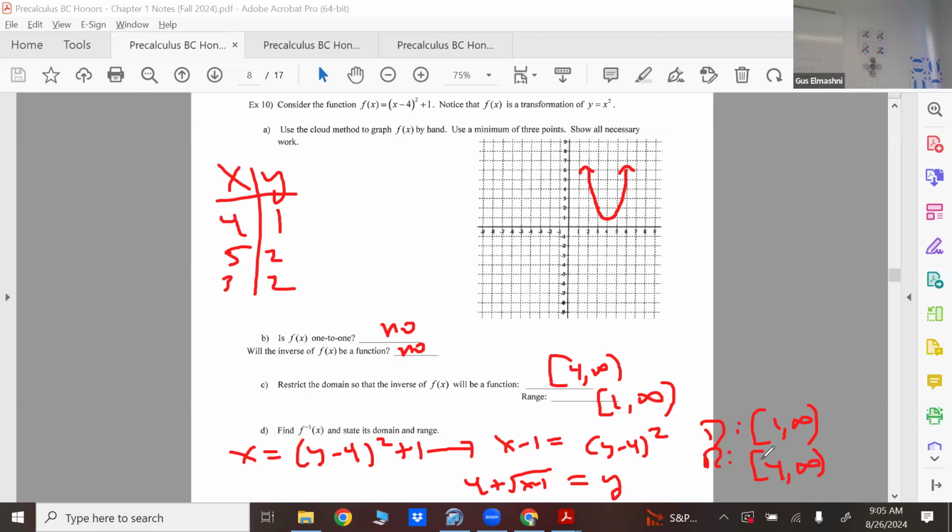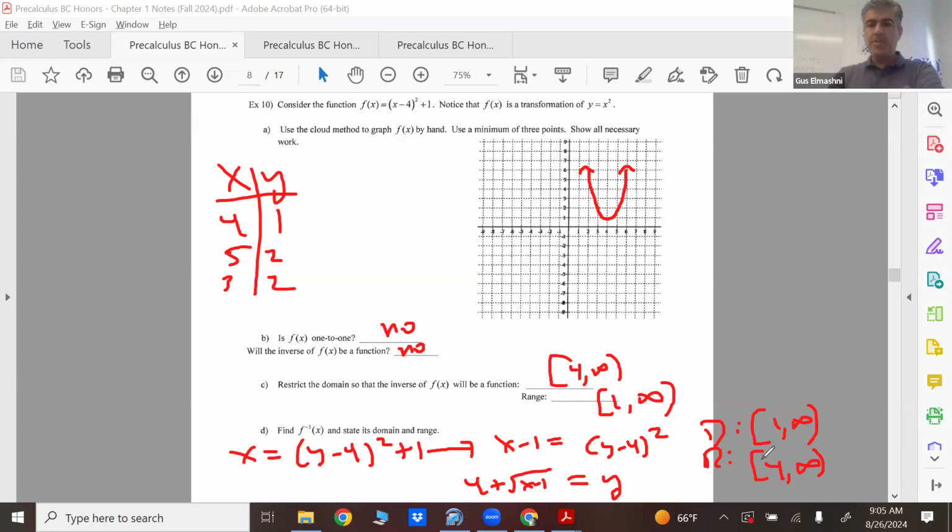If you want to restrict the domain, so that the inverse will be a function, then I'll just do the right side, 4 to infinity, or 1 to infinity for the range. Don't have a left side to that problem. Just have a right side to it. If you want, you can have a left side to it too, I suppose, but it's better to keep things positive. And then to find the inverse, switch x and y, solve for y, which I did. And that's going to be a radical function with that domain and range, which is simply the reverse of the domain and range of part C.